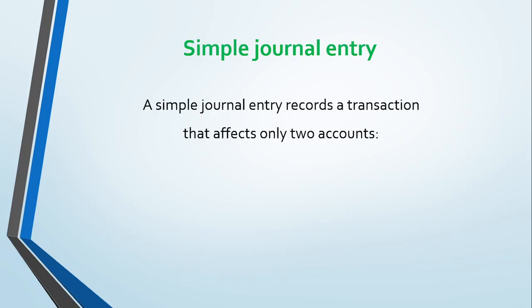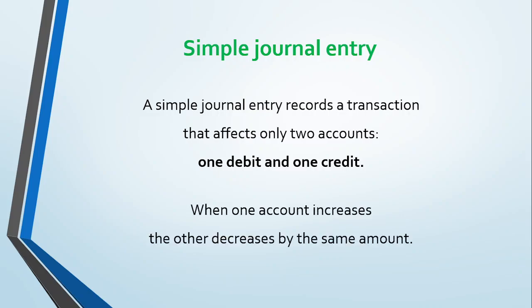A simple journal entry records a transaction that affects only 2 accounts, one debit and one credit. When one account increases, the other decreases by the same amount. So the simple journal entry is the easiest journal that you can have, when there is one GL code in debit and one GL code in credit.